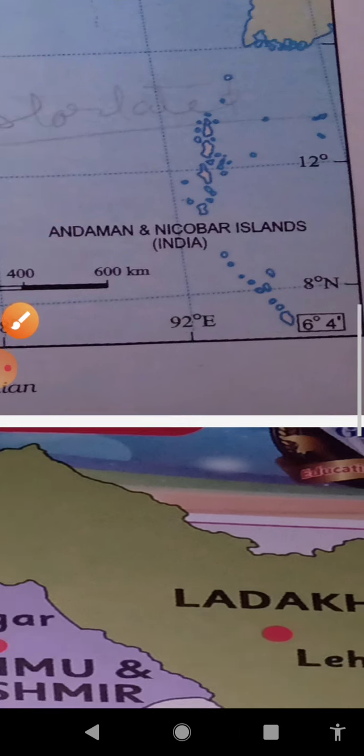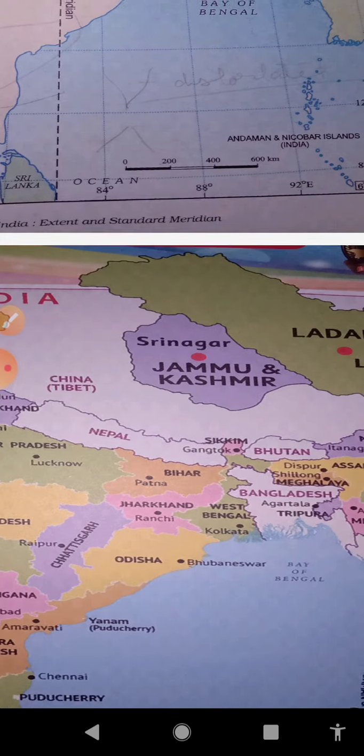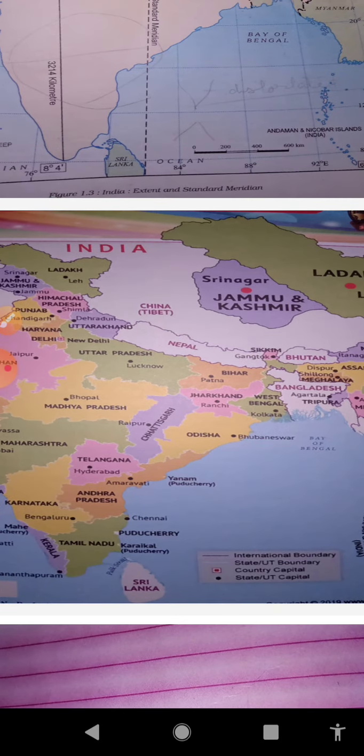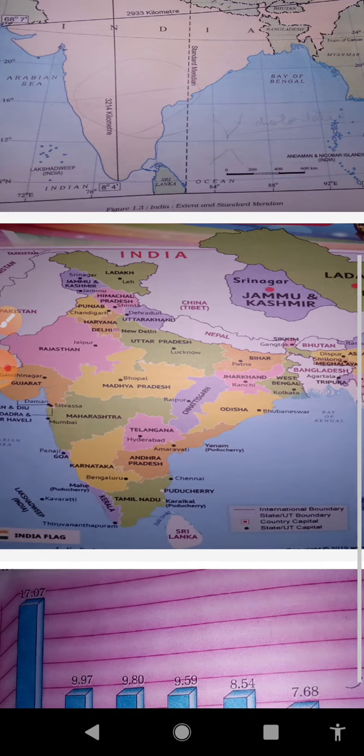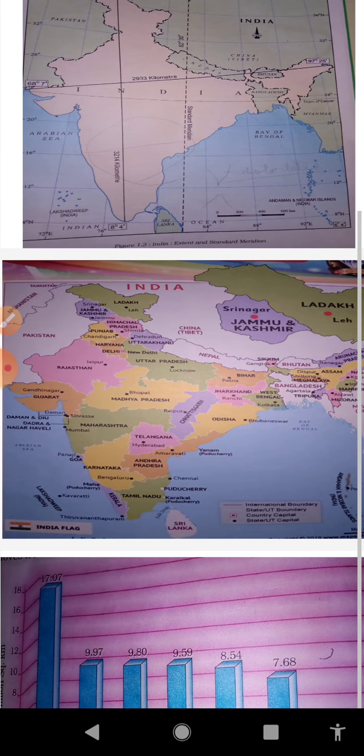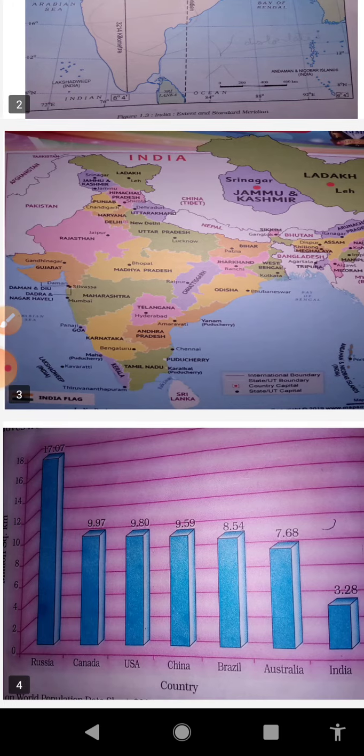Then this map is showing you the two important union territories which have been formed very recently, and all the other states also. All the states, union territories and island groups have been shown in this map, so you will go through that.